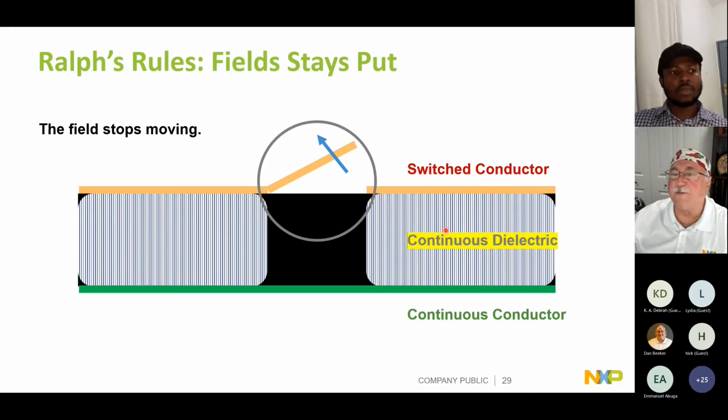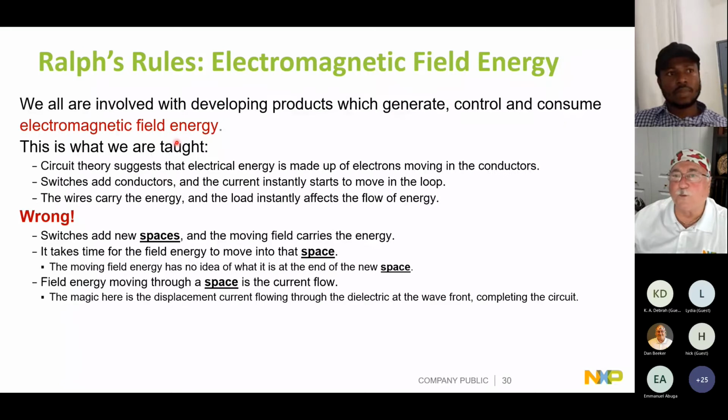Nothing magic here. The behavior is something you can count on. And all we have to do is figure out where to properly place the switched conductor. So this is an IC, this is a transistor, this is a relay, this is a voltage regulator. All those are used to control the space that's connected to the source of the field, the power supply. So we develop products that generate, control, and consume electromagnetic field energy. That's not what we were taught, but this is the reality we live in.